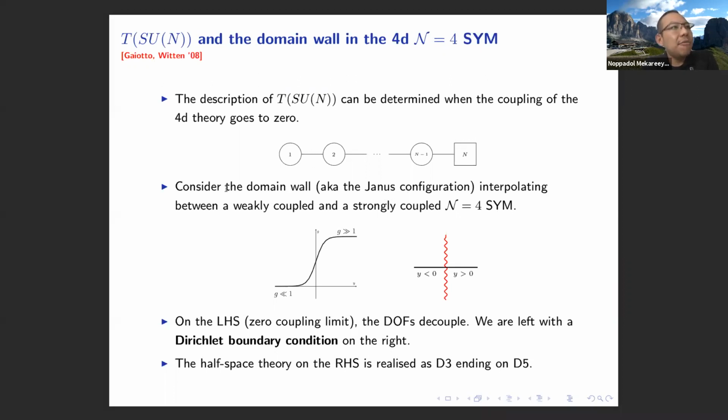So basically, we can consider something called a Janus configuration, which interpolates between a weakly coupled and a strongly coupled N=4 super Yang-Mills. On the left-hand side, the degrees of freedom decouple. So you are left with the Dirichlet boundary condition on the right. To describe this Dirichlet boundary condition, you can look at the half-space theory as D3 branes. The super Yang-Mills is on the D3 brane, ending on a D5, right? So when the brane ends, you impose the Dirichlet boundary condition on the gauge field on the D3 brane.